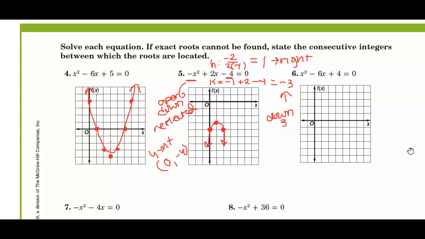Is my graph ever going to cross the x-axis in blue? Is it ever going to hit that line? No. So this has no solution.